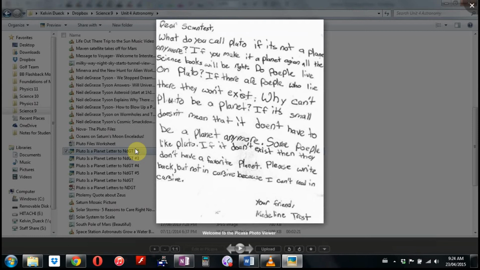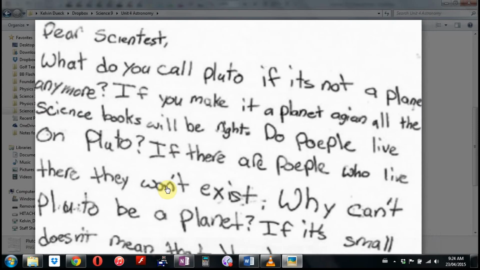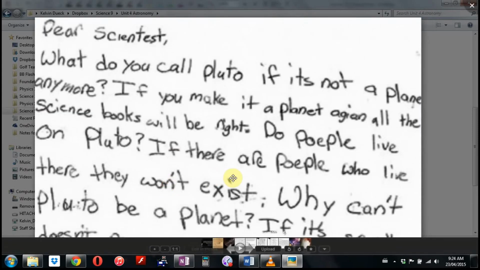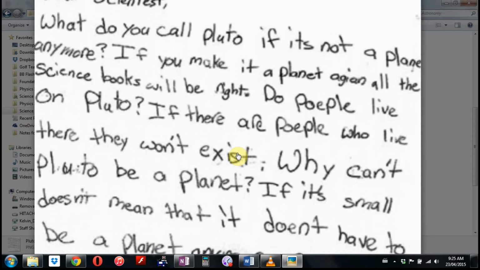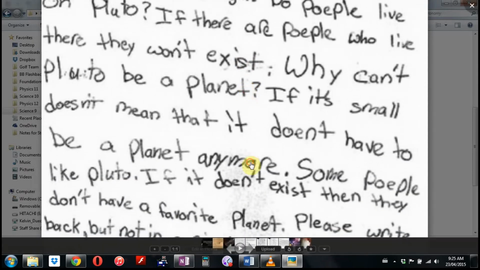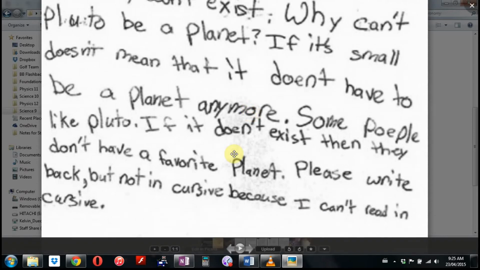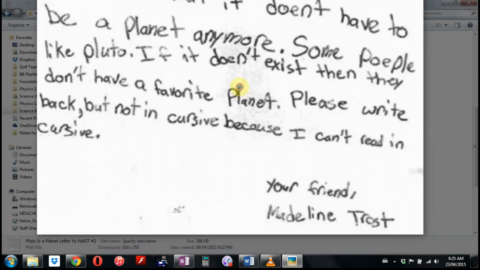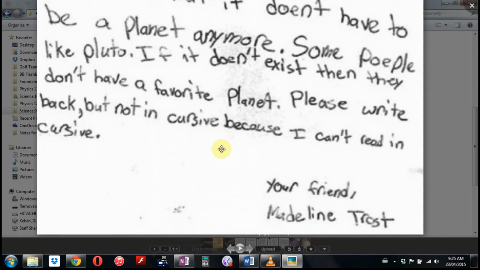Here you go. It says this. He published some of these. Dear scientist, what do you call Pluto if it's not a planet anymore? If you make it a planet again, all the science books will be right. Do people live on Pluto? If there are people who live there, they won't exist. Why can't Pluto be a planet? If it's small, that doesn't mean it doesn't have to be a planet anymore. Some people like Pluto. If it doesn't exist, then they don't have a favorite planet. Please write back, but not in cursive, because I can't read in cursive. Your friend, Madeline Trost.